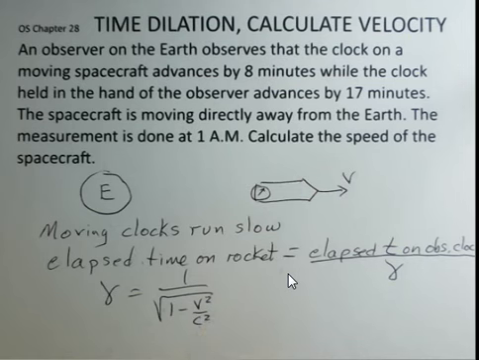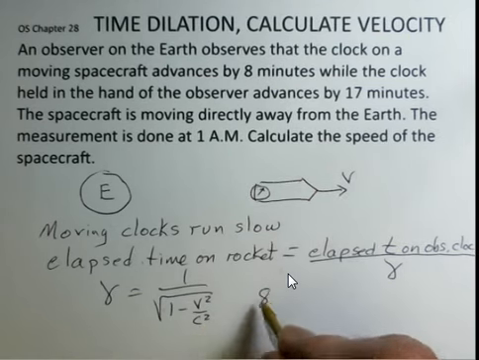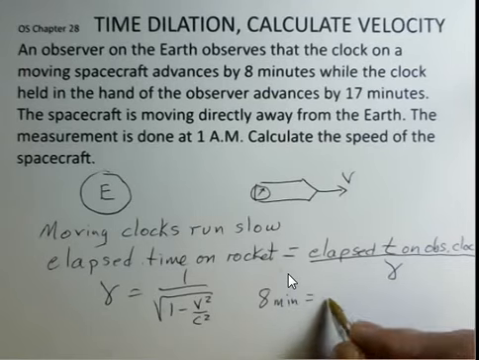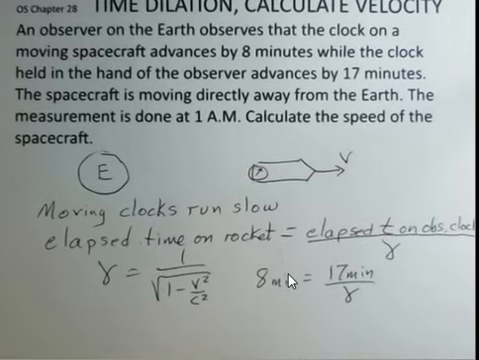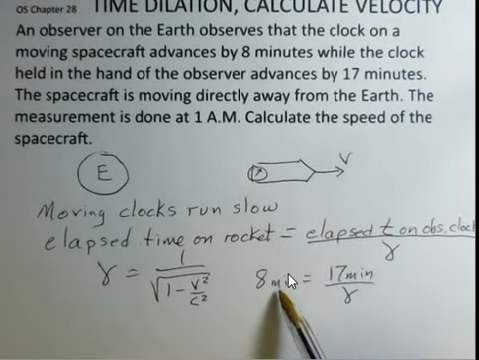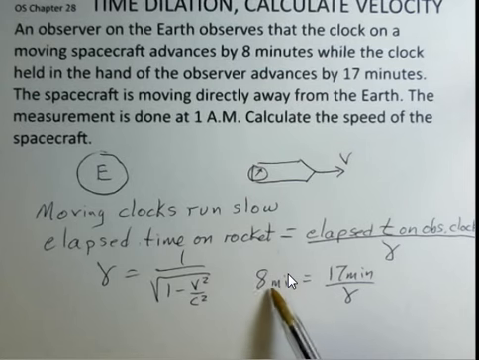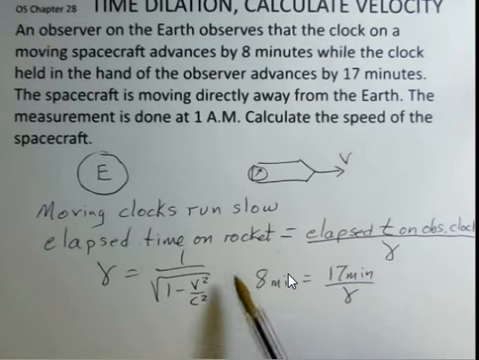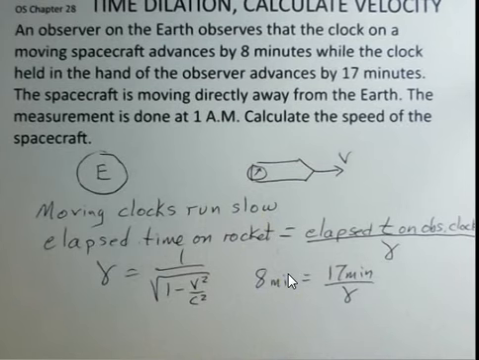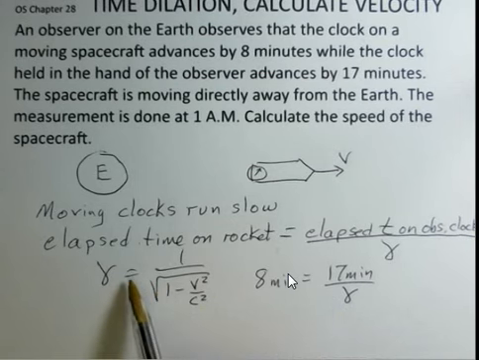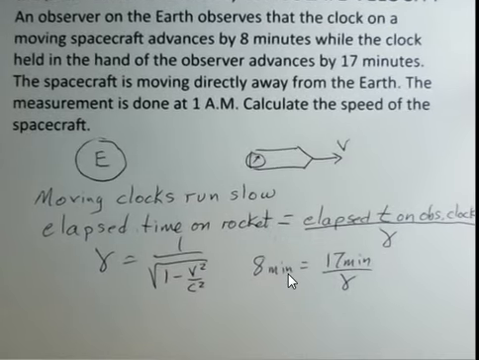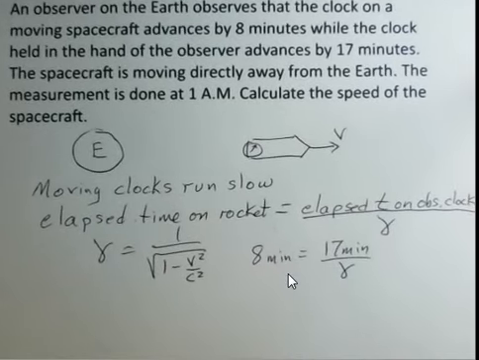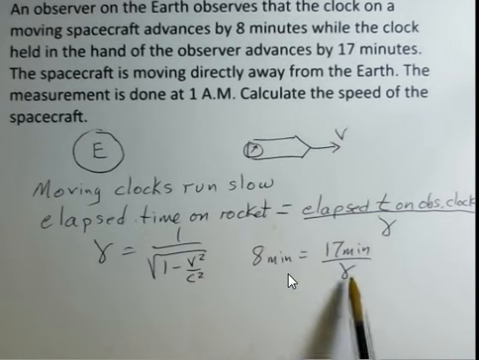We're to determine the speed. What we're given are the times. So we have 8 minutes equals 17 minutes divided by gamma. The time on the moving spacecraft is observed as less advancing of the hands, if this is an analog clock on the rocket. So our procedure here is we're going to get a number for gamma, and then we're going to use that and solve for velocity in terms of the speed of light. I may convert it to meters per second, but let's proceed.